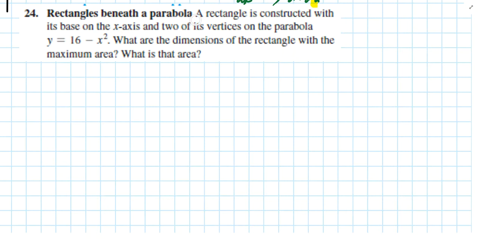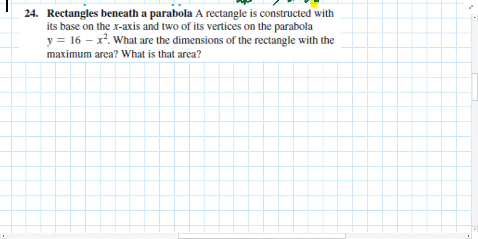A rectangle is constructed with its base on the x-axis and two of its vertices on the parabola y equals 16 minus x squared. What are the dimensions of the rectangle with the maximum area, and what is that area? Okay, so I'm going to just draw a picture here first.